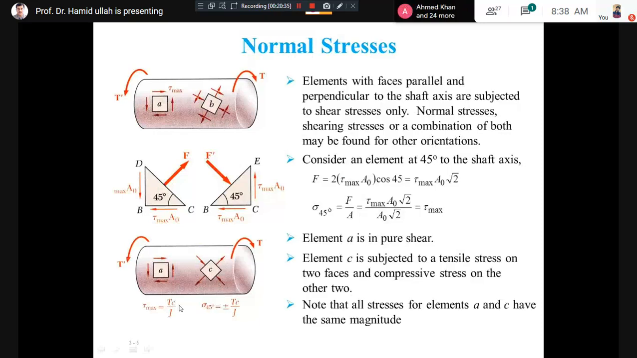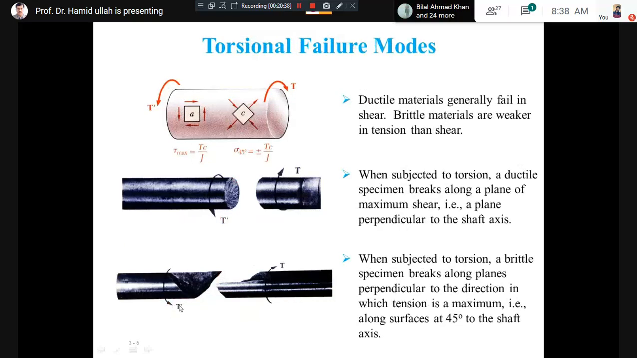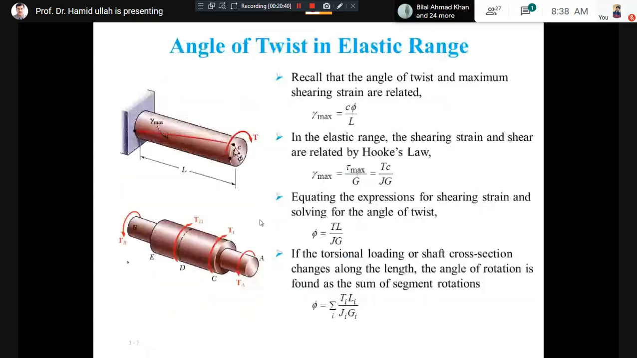We want to put this value of term x. So for term x, we put its value, which is T multiplied by C divided by J. And the material property G, we write as it is. This is the expression we are getting, and this is also giving us gamma maximum, which is maximum shear strength. Now equating the two equations, because both are giving us maximum shear strength, we can get this relation.